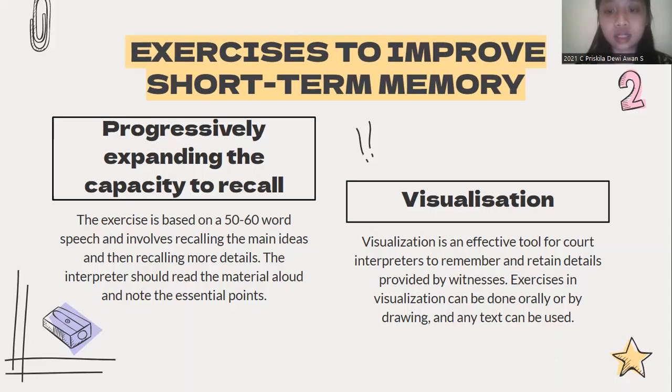The sixth exercise is visualization. Visual learners retain information better than abstract ideas by conjuring up mental images. Visualization is an effective tool for interpreters to remember and retain details provided by a witness. Pictures should be shown sequentially and step by step to aid in interpreters' ability to reconstruct an entire scenario. The visualization exercise can be done orally or by drawing, and any text can be used.